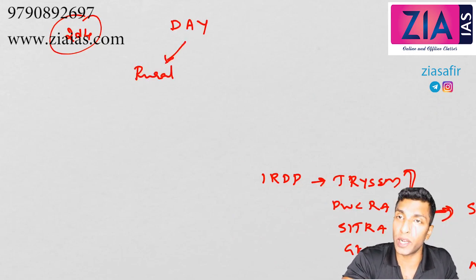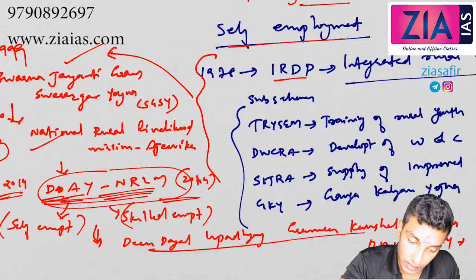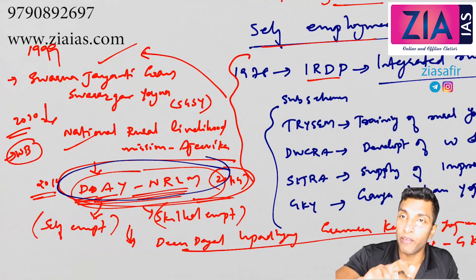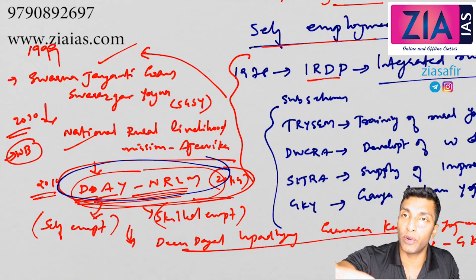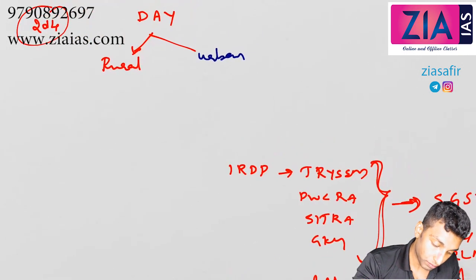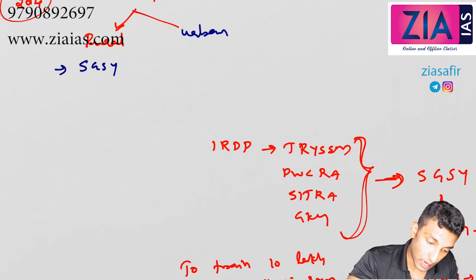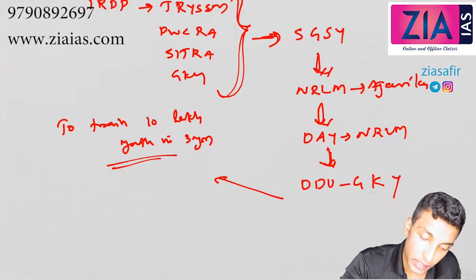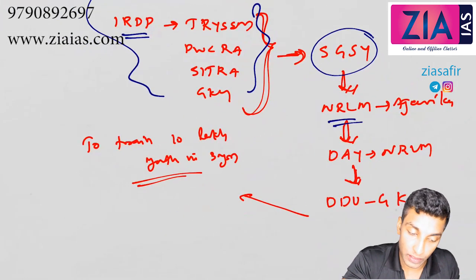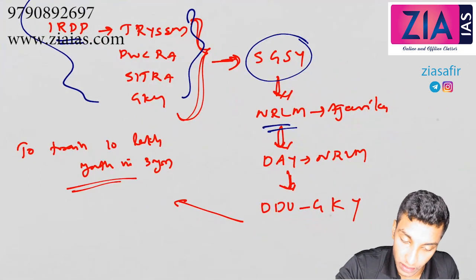What we have discussed is only the rural component, the National Rural Livelihood Mission. The National Urban Livelihood Mission is also there. So DAY has both NRLM and NULM, rural and urban. Under rural, we discussed SGSY, and after that it became NRLM. Under rural, the Integrated Rural Development Program and all these merged to SGSY, then it became NRLM, and then DAY NRLM. So that is what we have seen here, DAY NRLM.